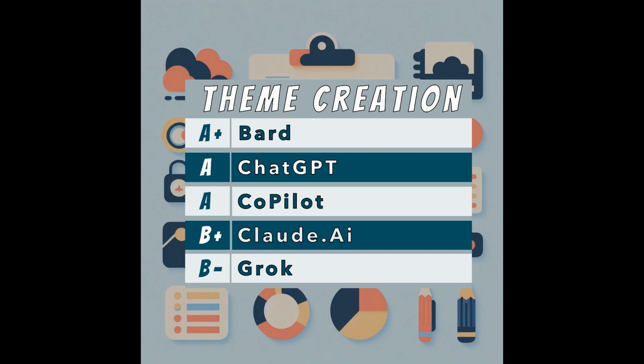So how did the AI fare at theme creation? At the top of the list, we have Bard, which is an A+. It gave us the most examples and bullet points and various other useful things and hints.